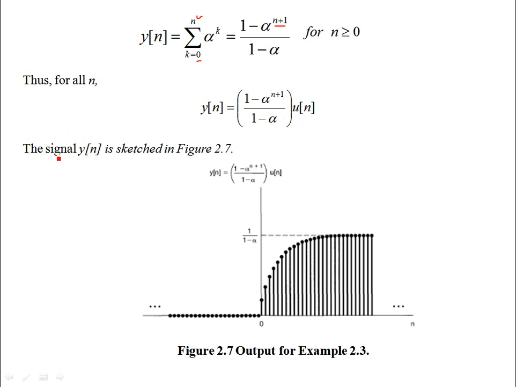Now this y[n] is sketched in figure 2.7, and you notice that as n progressively becomes large, your output is bounded by 1 over 1 minus alpha. Okay, so this is a stable system.